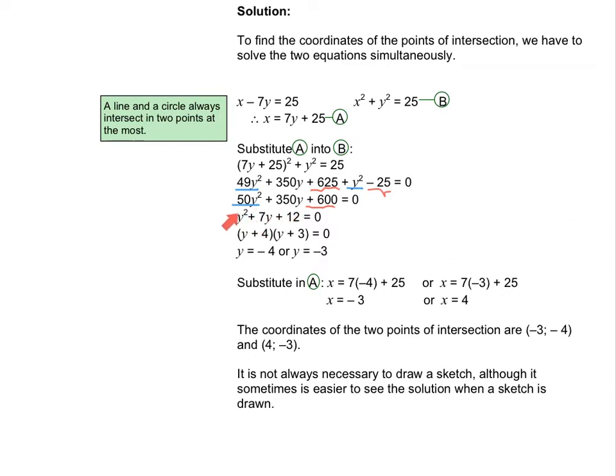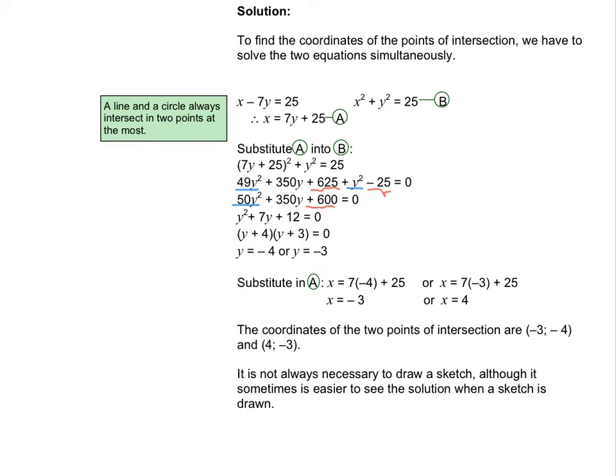Now I can factorize my quadratic trinomial even further by putting them into two brackets. The y times y gives me the y squared. Factors of 12, 4 times 3 gives me 12. And then I must test my middle term. 4y plus 3y gives me the middle term of 7y.